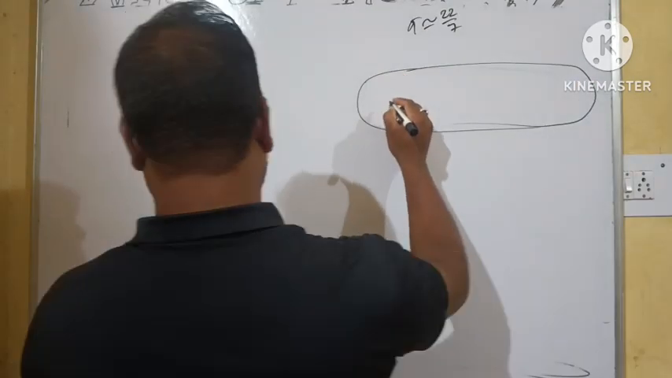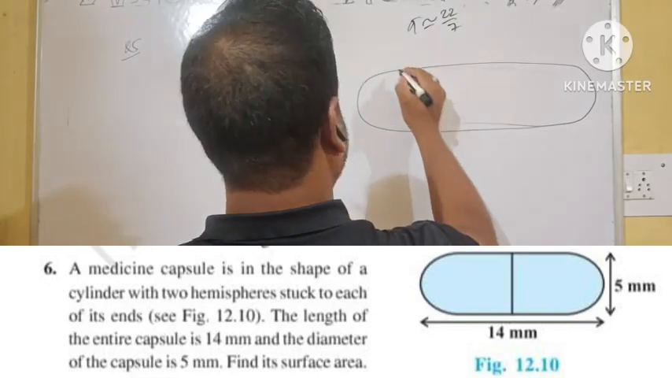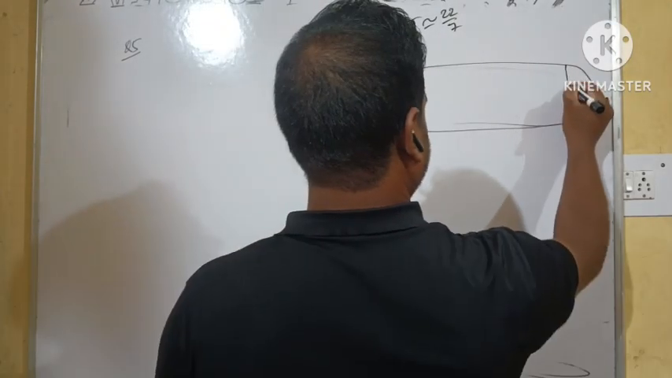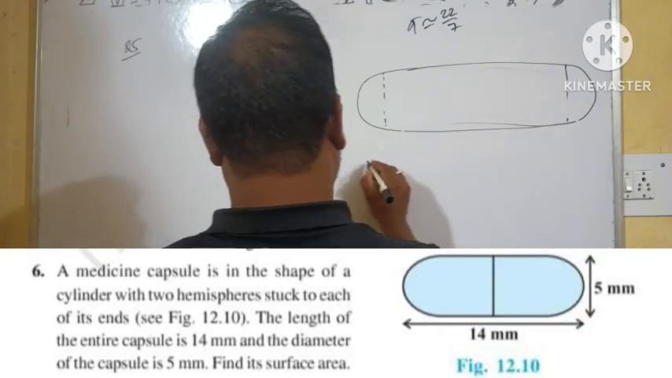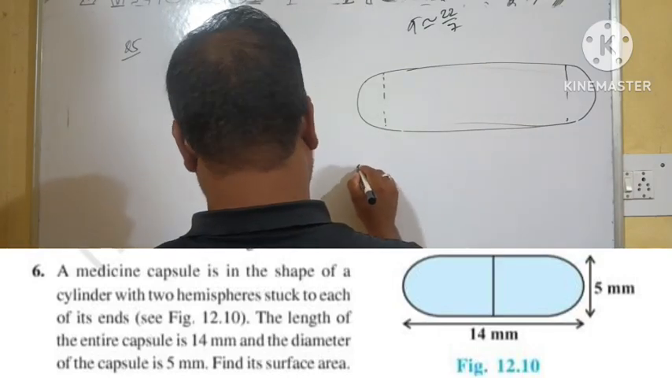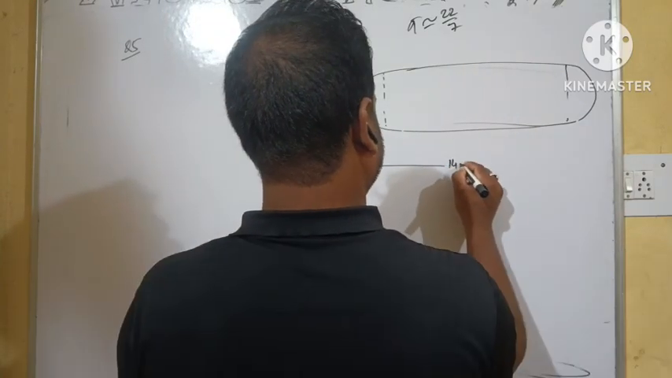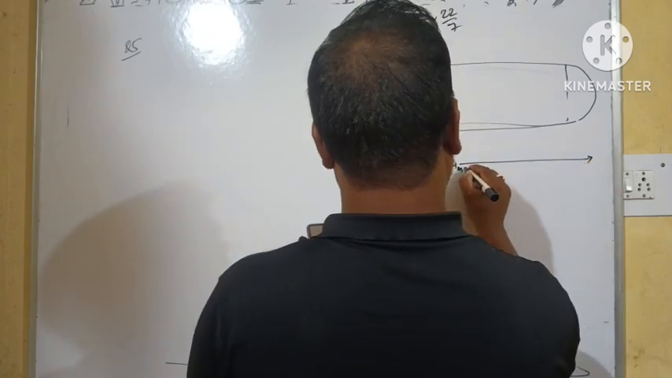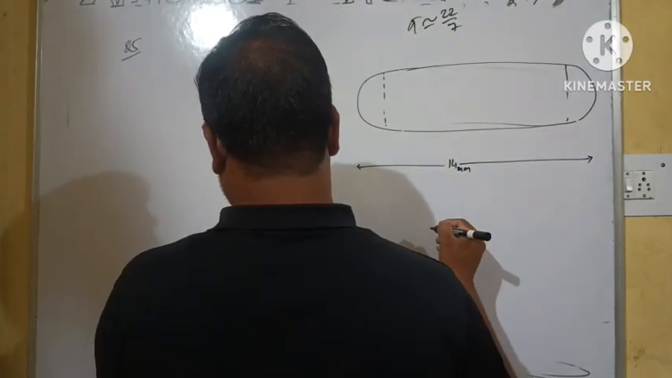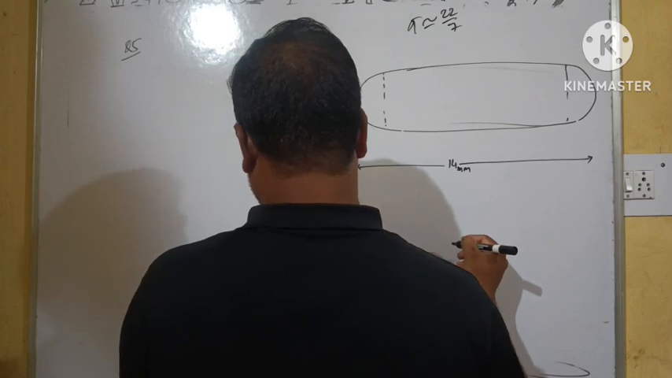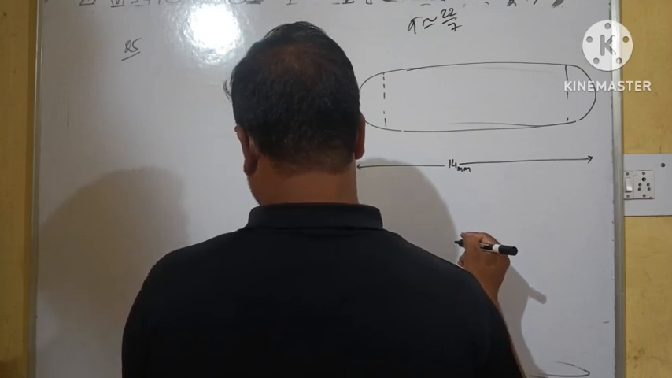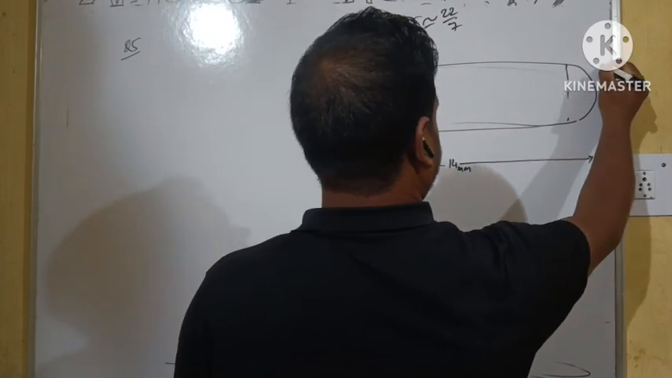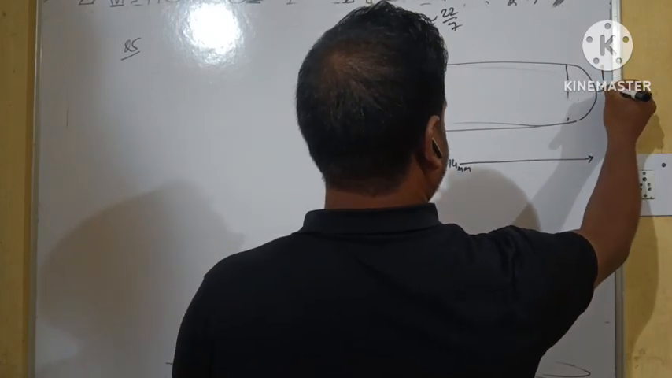The medicine capsule is in the form of a cylinder with 2 hemispheres. The total length of the capsule is 14 mm, and the diameter of the capsule is 5 mm.